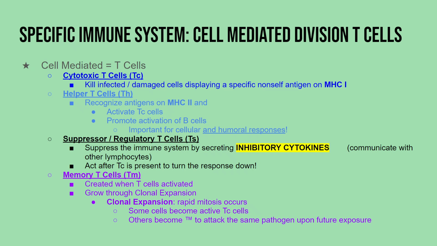Then you also have the suppressor T cells and memory T cells. The suppressor T cells suppress once we're done with the immune response with inhibitory cytokines. So we're trying to turn the response down once we fought off the pathogen. That's what the suppressor T cells do. And then memory T cells help your body remember this response. Like we said, this is specific immunity or learned. So the body has these memory cells and can fight off the pathogen right away next time that the body's exposed.